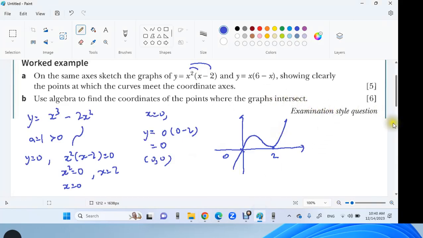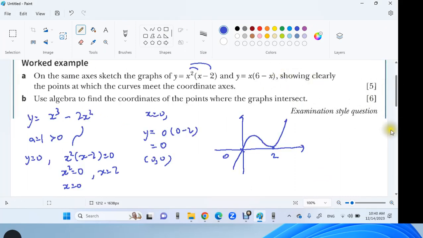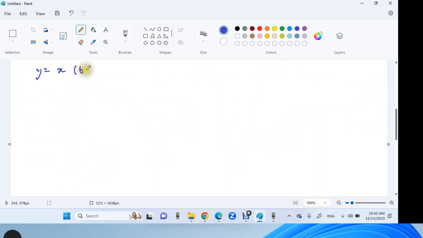For the next one, we have y equals x(6 minus x). This is actually 6x minus x squared, which is negative x squared plus 6x. So a is negative 1, a negative value, so it is concave downward. The shape looks like this.